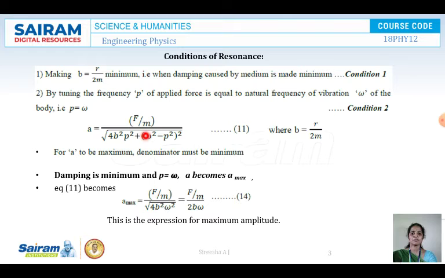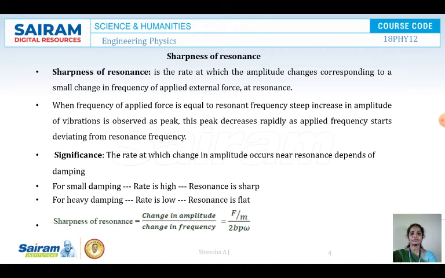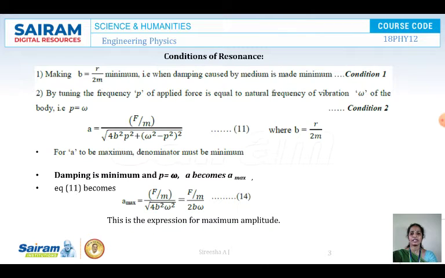here applying this part, what happens to this part? This omega square minus p square is nothing but this one here. Here, from equation 11, 4 by m into 4b square, where b is equal to r by 2m. If you take that, you will be getting this equation. So a maximum is equal to f by m into 2b omega. This is the expression for the maximum amplitude.